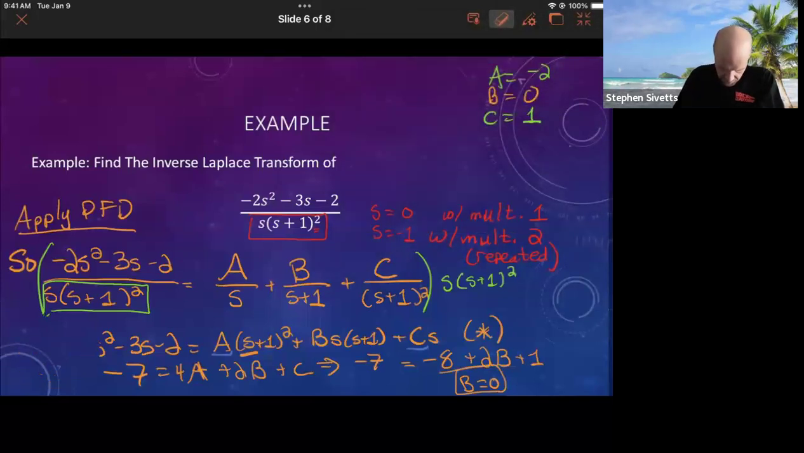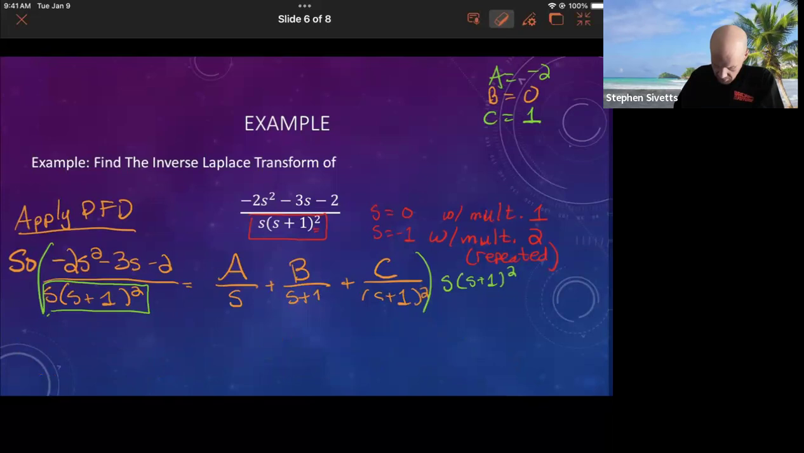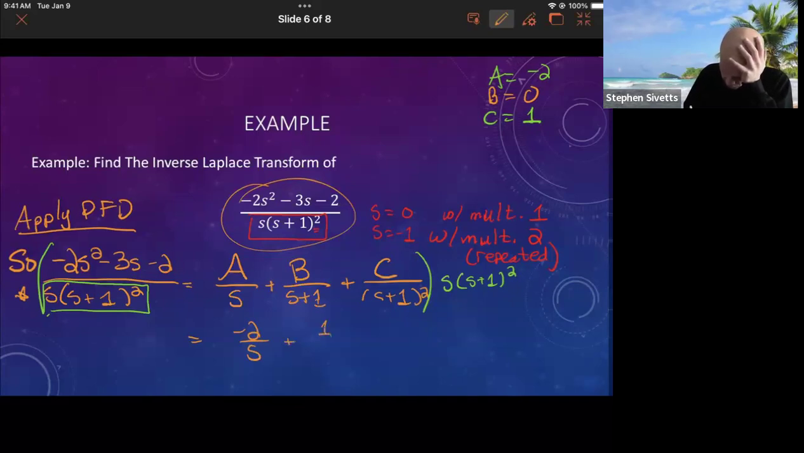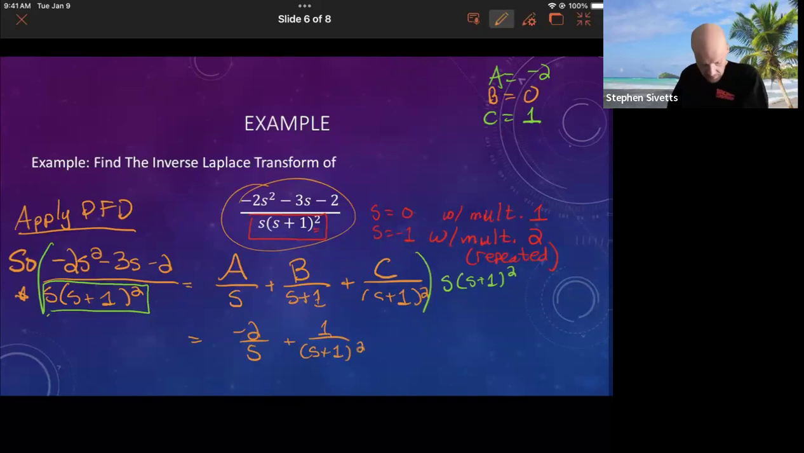Now the brute force work is pretty much done. Let me erase this. So this was the partial fractions decomposition that we started with. And so the quantity we started off with, we can rewrite as minus 2 over s. So the b is 0, so the b term will be non-existent. And then c is just plus 1 over s plus 1 squared. Okay, so that's what star that was given to us is equal to.